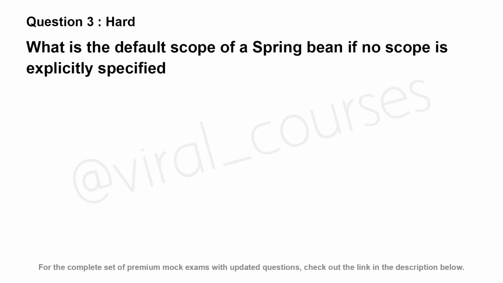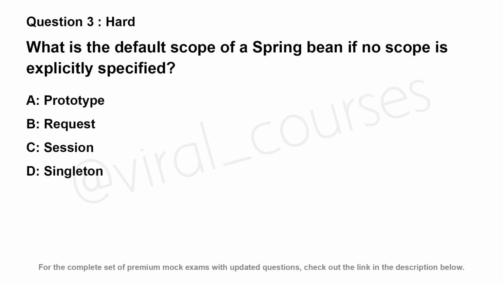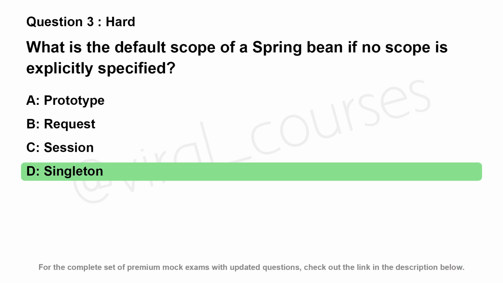What is the default scope of a Spring bean if no scope is explicitly specified? Option A, prototype. Option B, request. Option C, session. Option D, singleton. The correct answer is D.